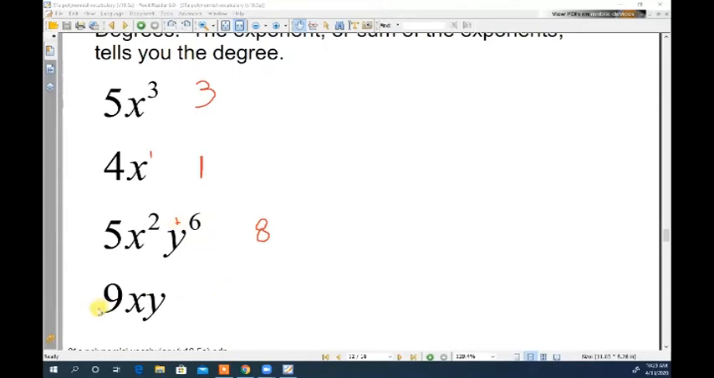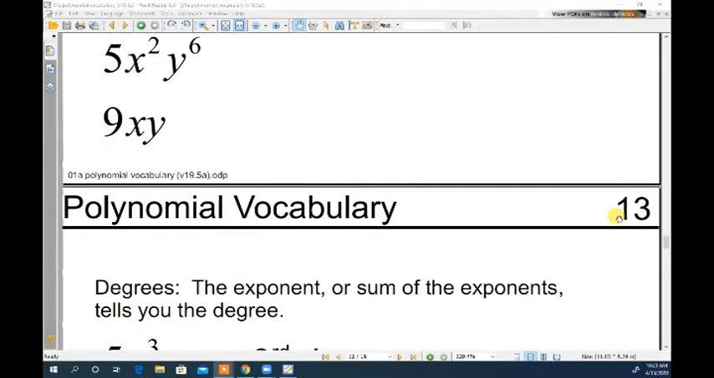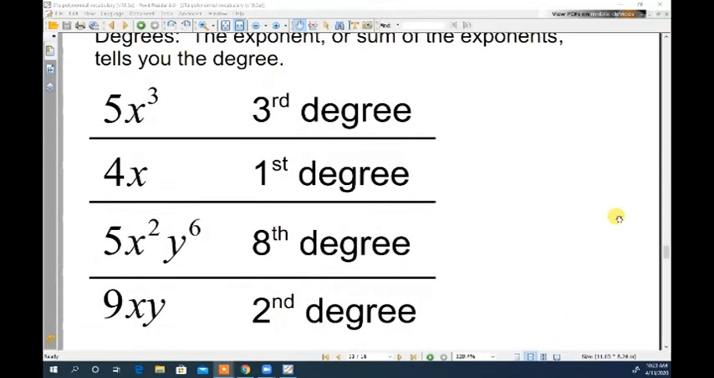How about this one? What degree is this? Well, let's write in the exponents that are there. I add them together, and that gives me a second degree polynomial. Excuse me, a second degree monomial. Okay. So there are the answers.